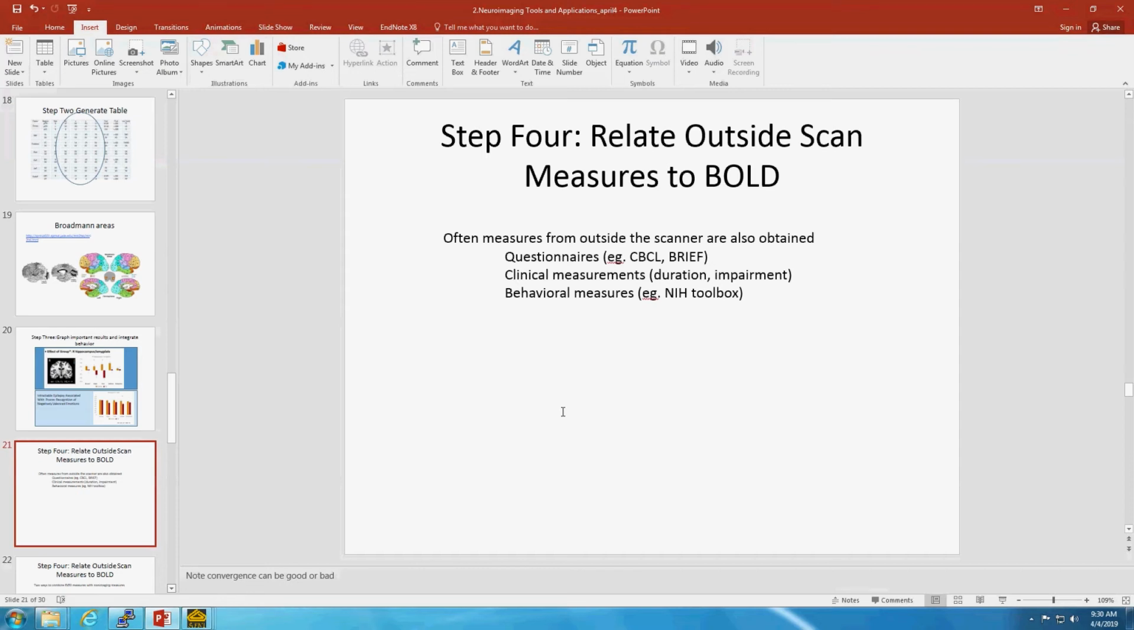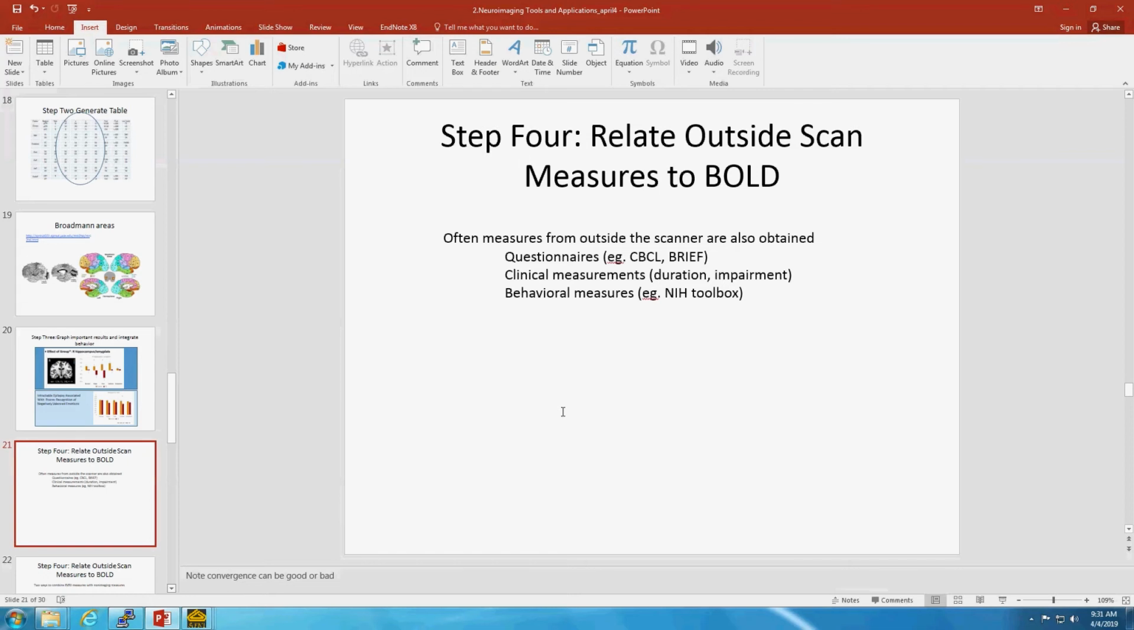So you'll get a CBCL score, or you have some other questionnaire responses, whatever, anything you could think of that people usually do here. What you want to do to really make your imaging data more interesting and relevant is to relate those two things together.